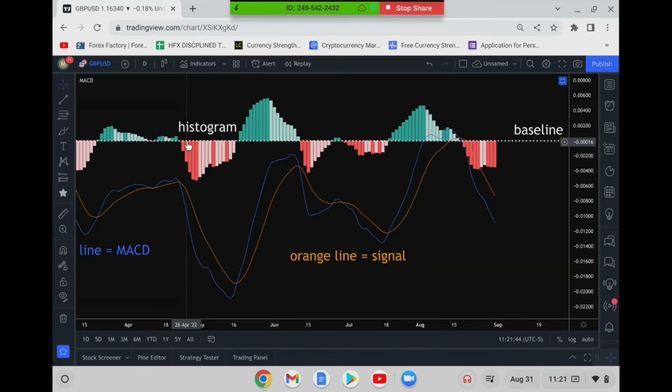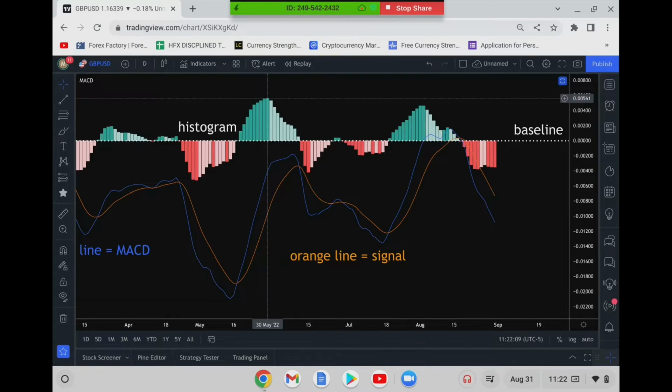We went from having red bars far from our baseline, coming closer, coming closer, coming closer. Then we finally had our bars flip. And now we have green bars, right? Letting us know that we have some buyer's momentum in the market. The further our green bars are from our baseline, the stronger the momentum of this trend.